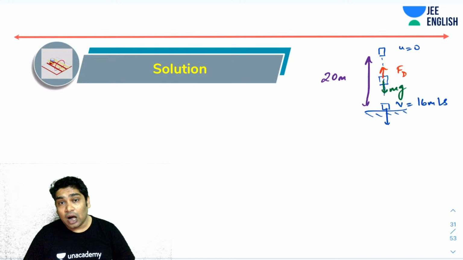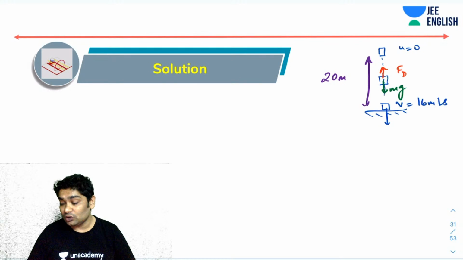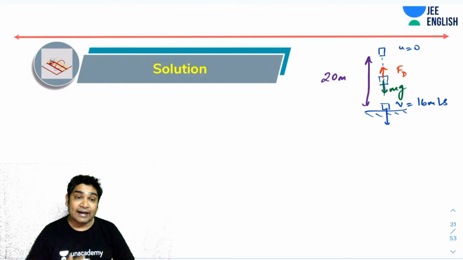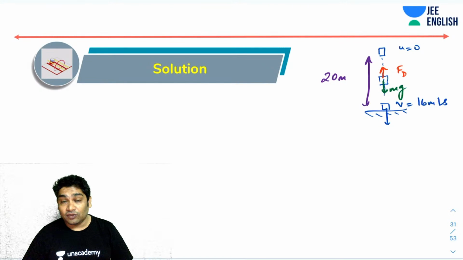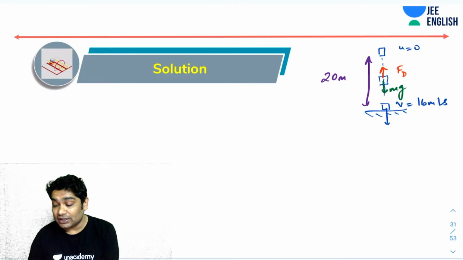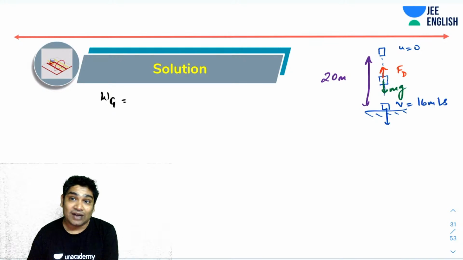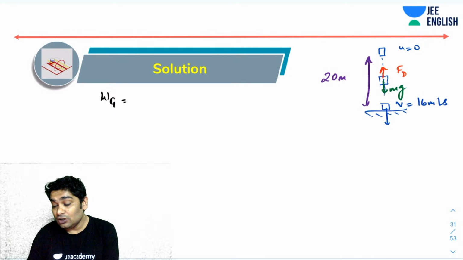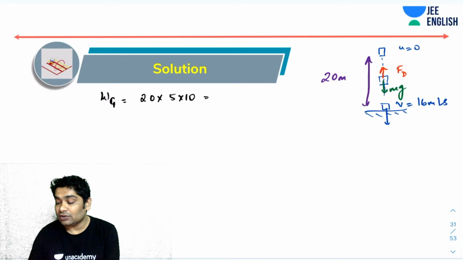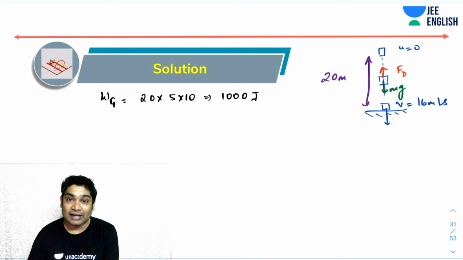Now, since you do not know how the drag force varies, you can't calculate the work of drag force directly. However, you could use your work energy theorem, because you can calculate the work done by the force of gravity. The displacement is downward 20 and the force of gravity is also acting in the downward direction. So that would be 20 into mg, which is 1000 joules. 1000 joules of work is done by gravity.